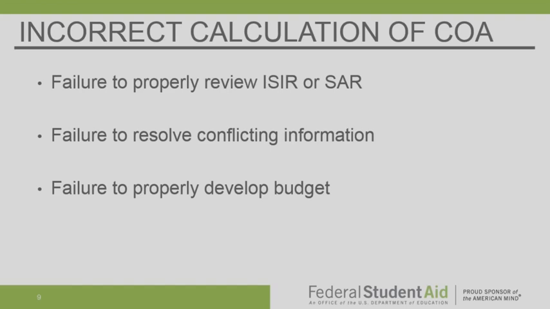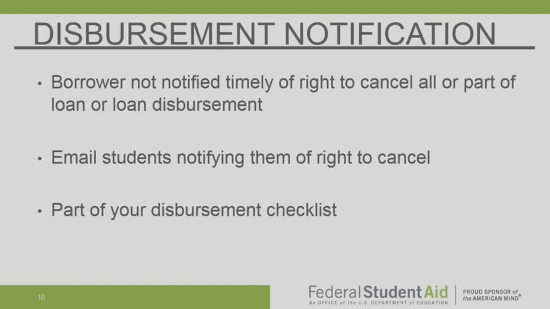Other questions on that? Disbursement notifications. So in general, there are two types of notifications that a school has to provide. There has to be a general notification to the parent loan borrowers who have taken out a PLUS loan, and also the student loan borrowers when there is money credited to their account.